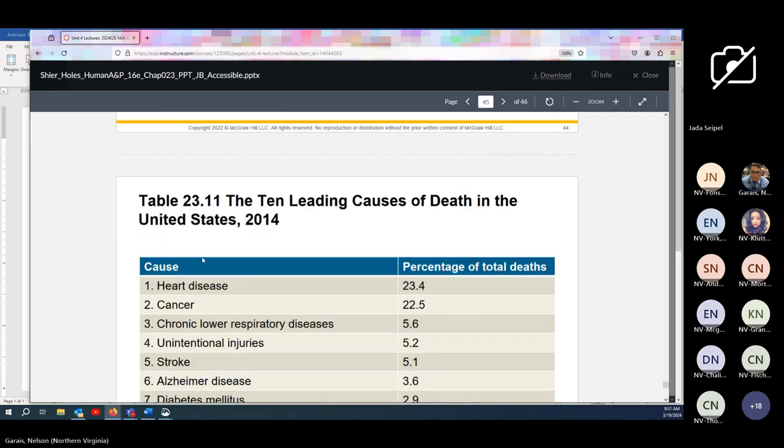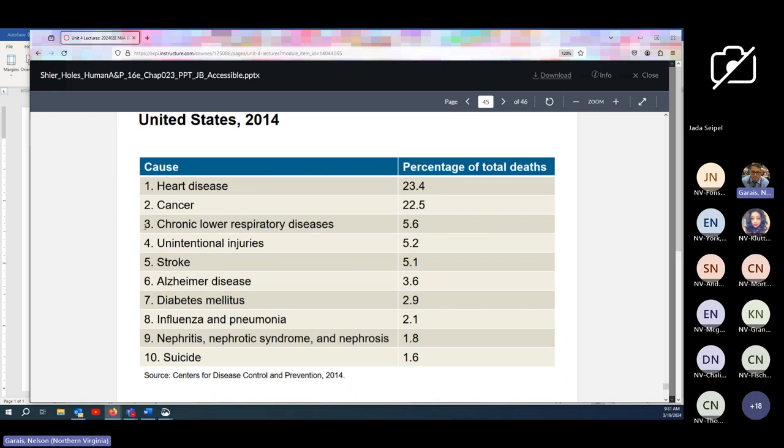Oh, by the way, see this? This is in 2014. It's the same. Heart disease, cancer, chronic. And if you look at them, heart disease is what? Preventable. Chronic lower respiratory disease, preventable. Injuries, preventable. Stroke, preventable. Diabetes, preventable. Influenza and pneumonia, preventable. Nephritis, nephrotic syndrome, and nephrosis, preventable. Mental health, preventable. You see a lot of this, if you took care of yourself, the consequences of you getting older would be far less.